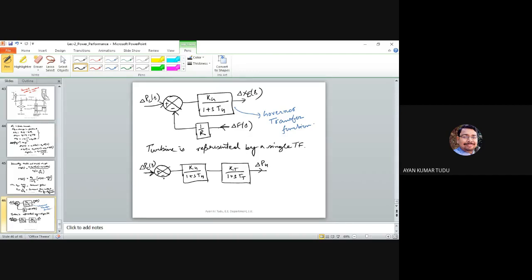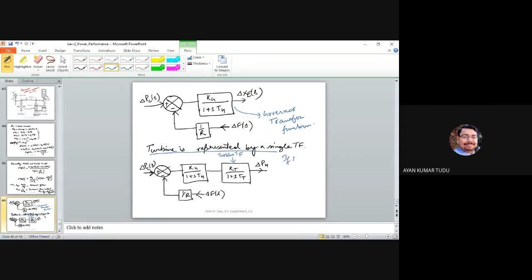The turbine output will obviously be our delta PG, the generator output. The turbine torque is controlling the speed of the generator. Kt is the turbine gain, Tt is the turbine time constant, and this is our turbine transfer function. Please remember that the turbine we have considered is not a reheater. So the reheater is not considered.